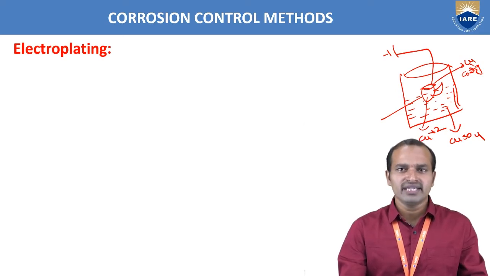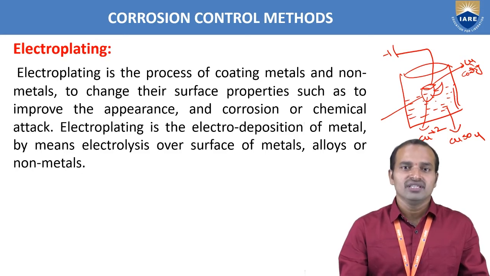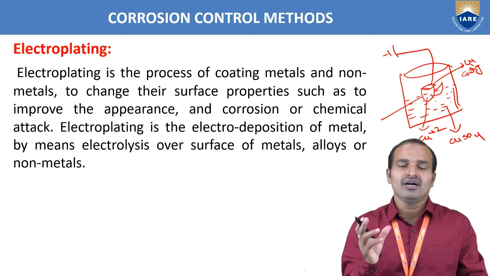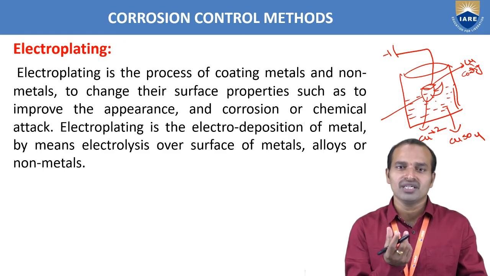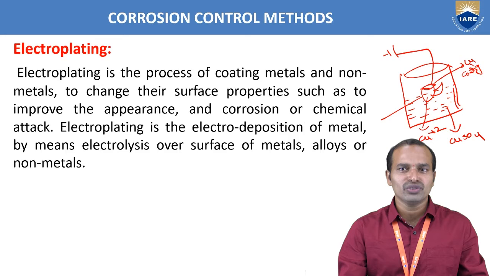How do we give the electroplating? Let us see. Electroplating is the process of coating metals and non-metals to change their surface properties, such as to improve the appearance and resistance to corrosion or chemical attack. When copper electroplating takes place, it improves the appearance of the base metal and protects it from corrosion. Electroplating is the electrodeposition of metals by means of electrolysis over the surface of metals, alloys or non-metals.